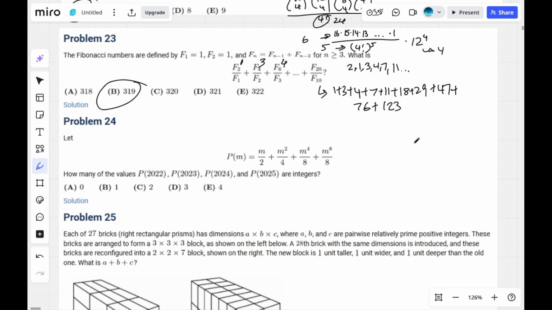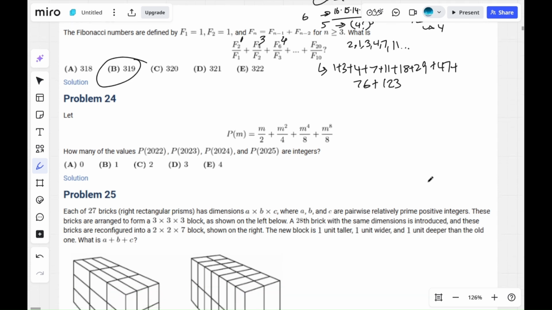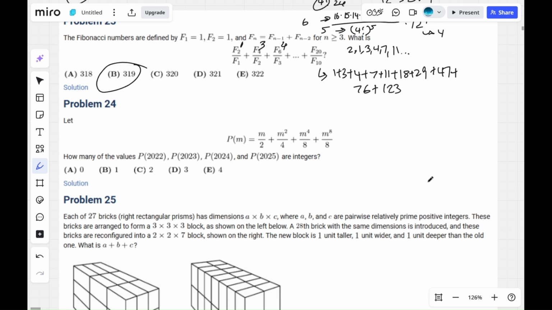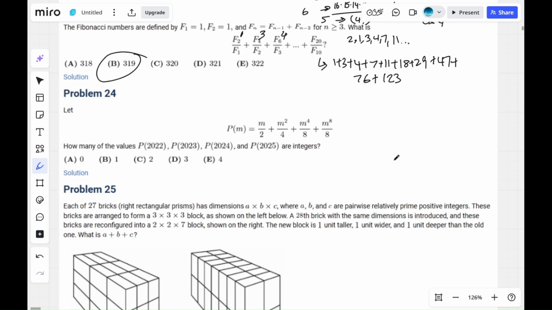Another thing that you could do for this question is just bashing it out, which is what I did when I first saw it. So you basically just find all of the first 20 Fibonacci numbers, and then you calculate their quotients. So yeah, that could work too.